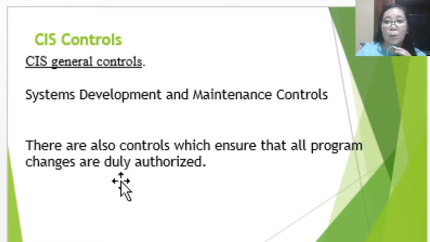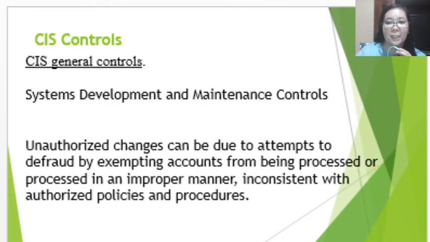So there are also controls to ensure that all programs that are changed are duly authorized. So this is for control purposes. If there are any unauthorized changes due to attempts to defraud, by exempting accounts from being processed or processed in an improper manner, inconsistent with authorized policies and procedures, these are all examples of unauthorized changes. So this should be detected, because this may lead to misstatement.